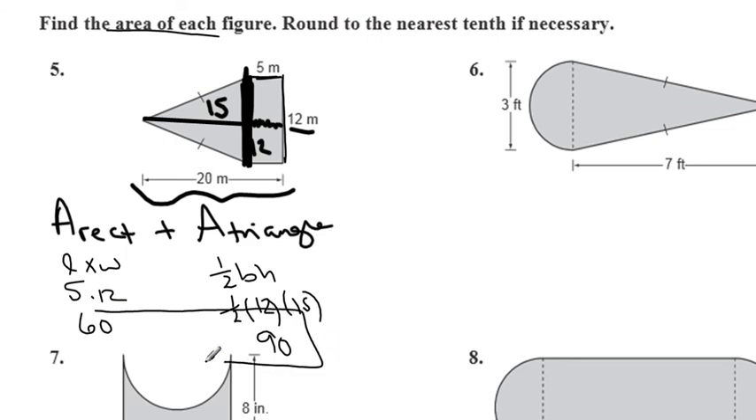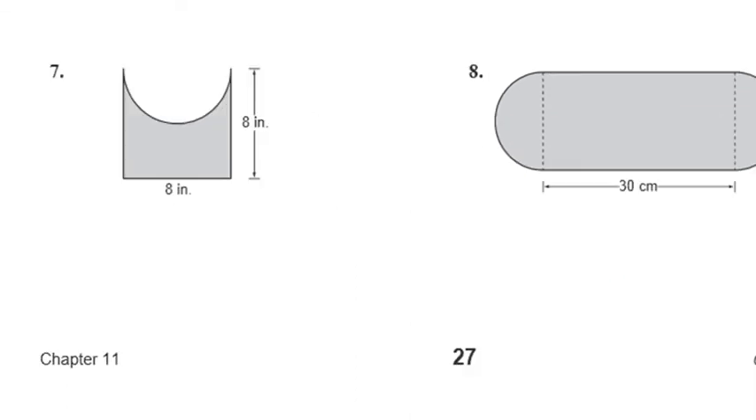So now, to find the total area of the composite figure, we're going to add 60 to 90. So the area of this total figure is 150 meters squared.